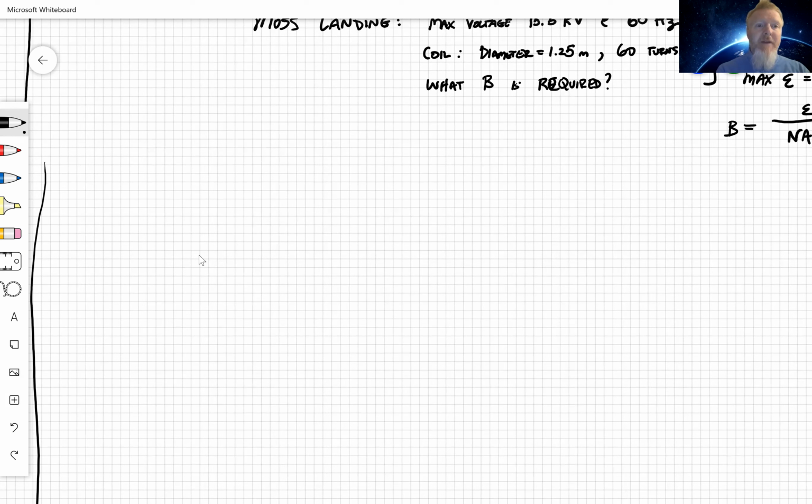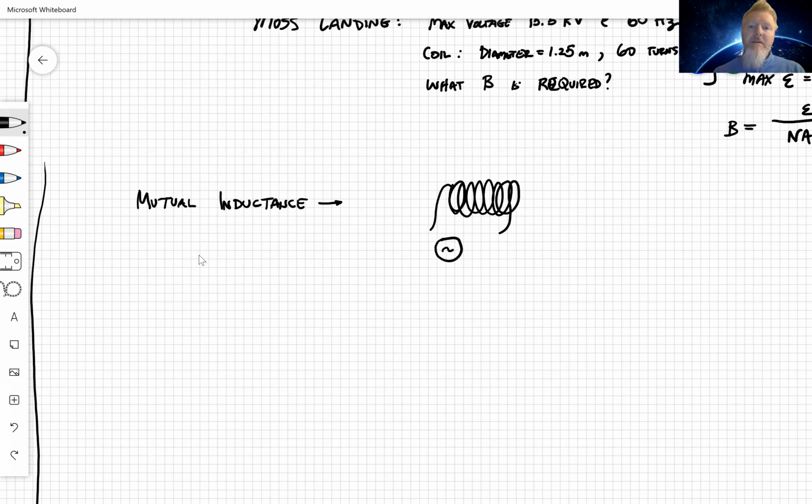Okay. And this is what Faraday discovered. He discovered that there was something called mutual inductance. And I showed this in the lab. The mutual inductance is a situation where I have a coil of wire and I've hooked it up to a battery. So let me say that I have a coil like this, and it's hooked up to an AC source. Okay, so that's what my little sine wave in there means.